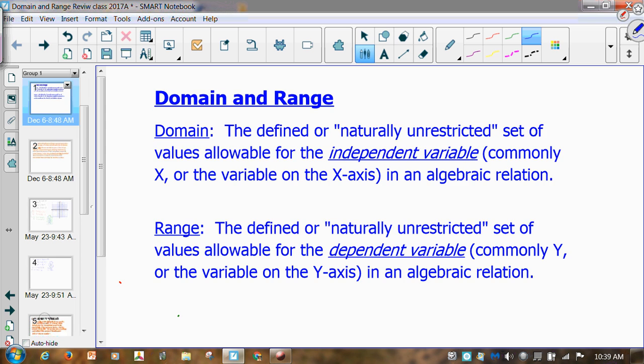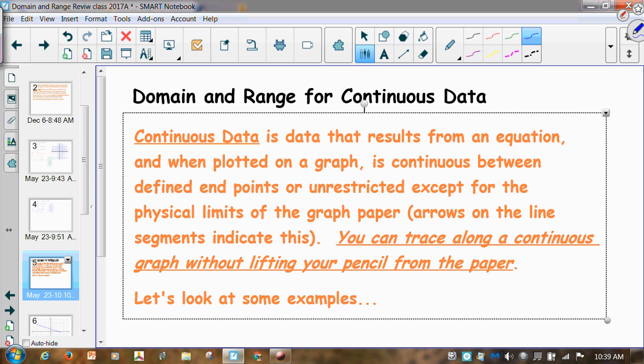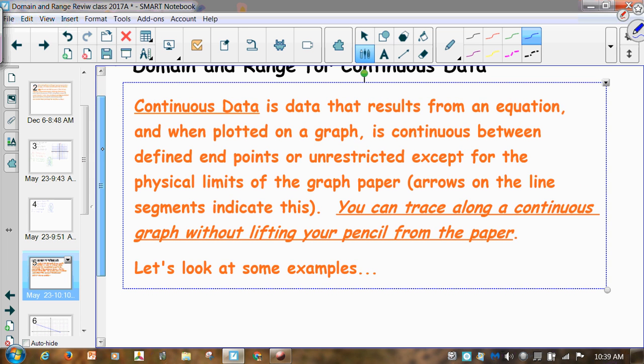Okay, so now let's talk about continuous data. Domain, range for continuous data. Let's scroll down just a little bit here and make it easy. Continuous data is data that results from an equation, and when plotted on a graph, it is continuous between defined endpoints or unrestricted except for the physical limits of the graph paper.